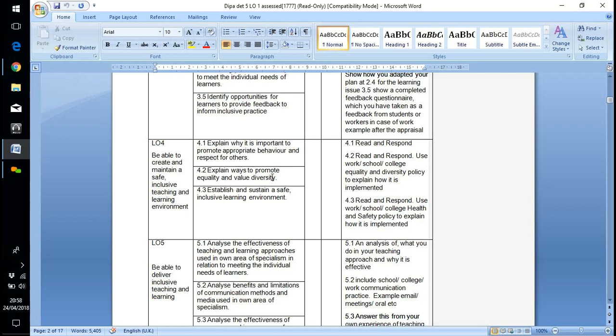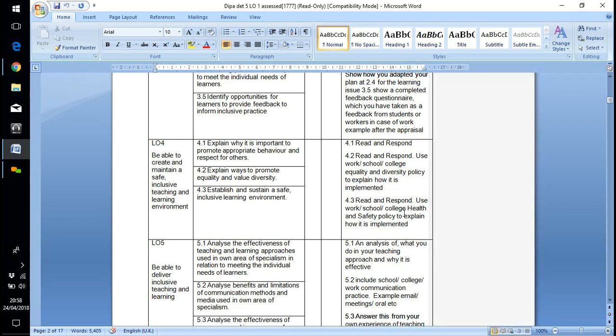Explain ways to promote equality and diversity. On one of those handouts I've got, I've covered that as well, so you can have a look at that. Establishing and sustaining a safe and inclusive learning environment, yeah. So it's read and respond to the booklet, obviously, and the handouts. Explain how it is implemented. Yeah, if you've got a policy, then explain how that is implemented.